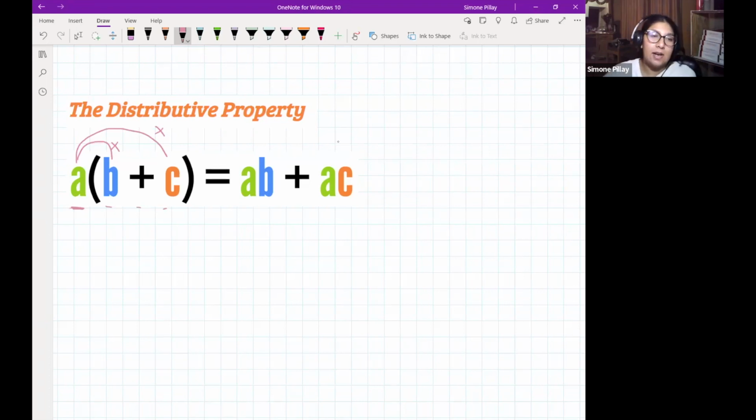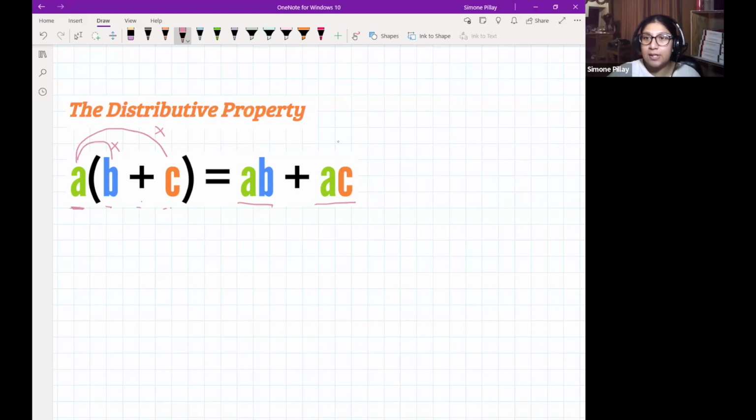Okay. Now, what does that end up as? It ends up as A times B, which gives us AB, plus A times C, which gives us AC. So I know you guys know this rule, and most of you will be familiar with this rule. But I think this lesson is really going to drill this principle into you.